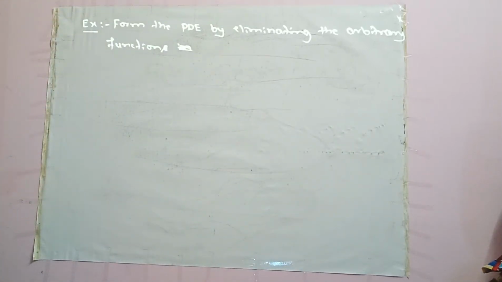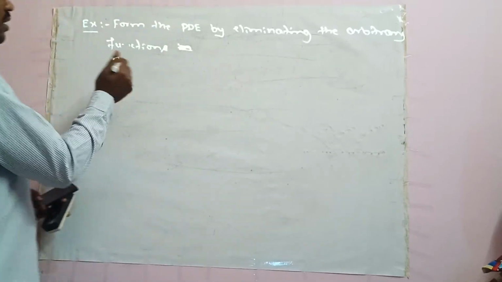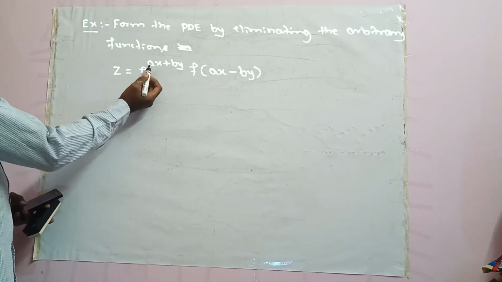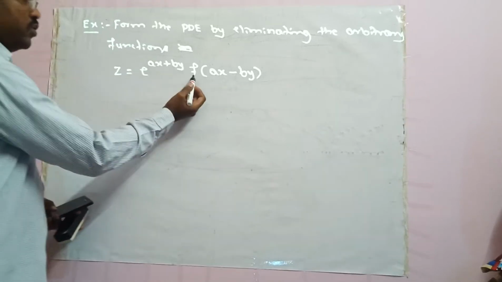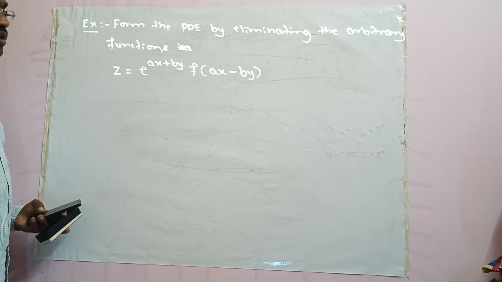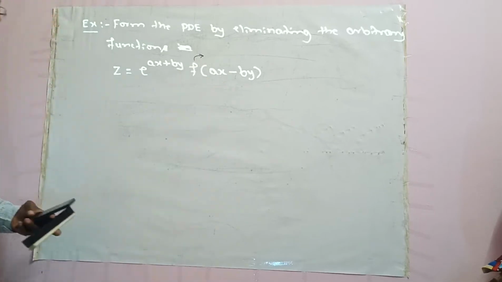Now let us take one more problem. Form the PD by eliminating the arbitrary functions. See here, z is equal to e to the power ax plus by into f of this. This is our equation. From this equation we need to eliminate our f to form PD.